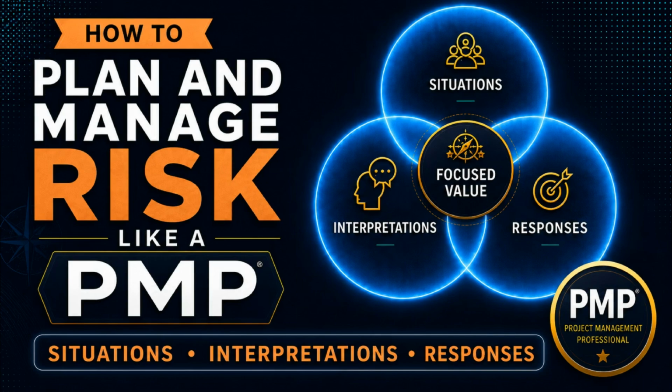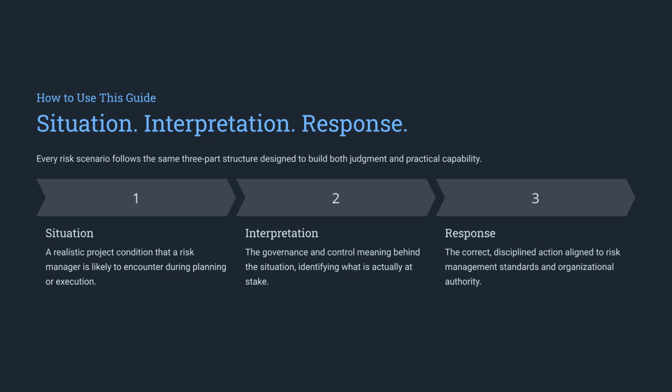In this video, we focus on situations, interpretations, and responses as required by this task of the PMP certification exam content outline. A companion video on the same task focuses on the concepts, frameworks, and methods. To effectively use this guide, we apply a three-part structure to every risk scenario: analyzing the situation, identifying the underlying governance, and determining the appropriate disciplined response.